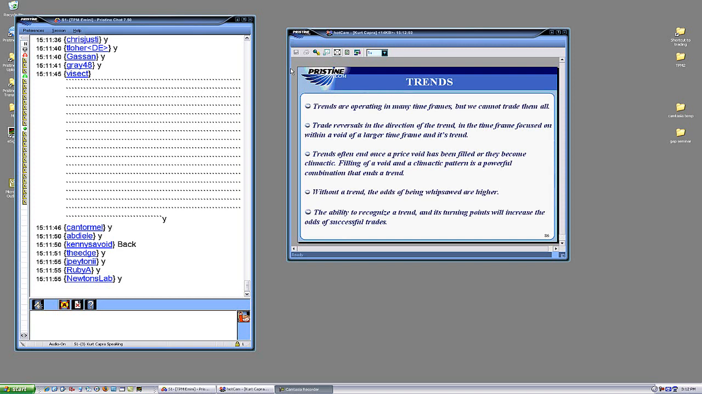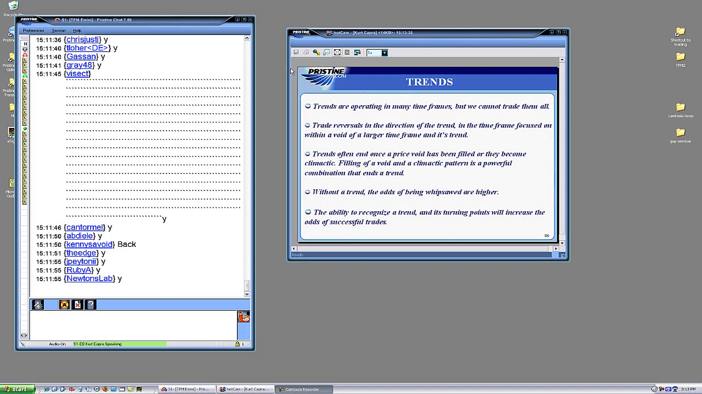All right, so one of the first things we need to understand is that trends are operating in every time frame that we could possibly look at, but we can't trade them all. And so we have to determine which is going to be the time frame that we're going to trade from, and then only focus on the trend in that time frame. Trade reversals in the direction of the trend and in the time frame focused on. Avoidance of a larger time frame and its trend is going to be key.